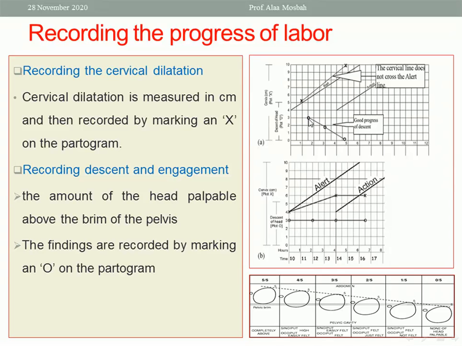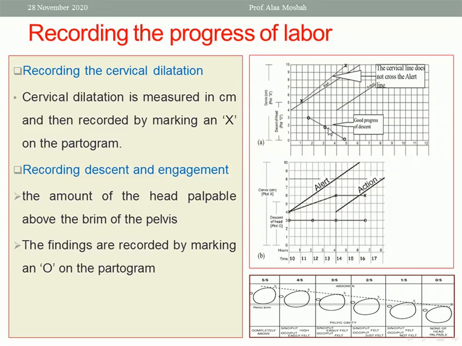And the descent of the fetal head. As you see here, 3/5 of the head can be palpated, so the head is not yet engaged. 2/5 of the head is palpated, so the head is becoming engaged. Then the head is completely engaged. Nothing of the head can be palpated at station 0 level here.